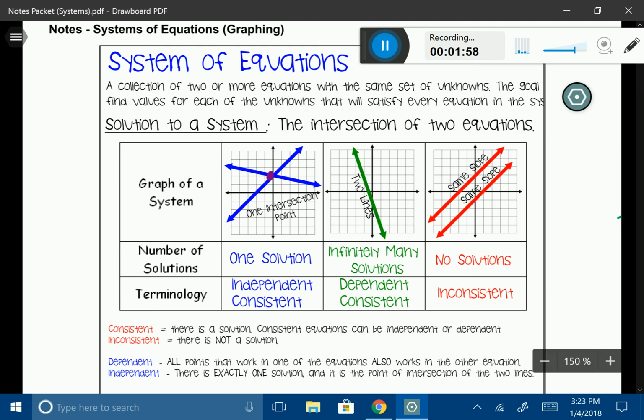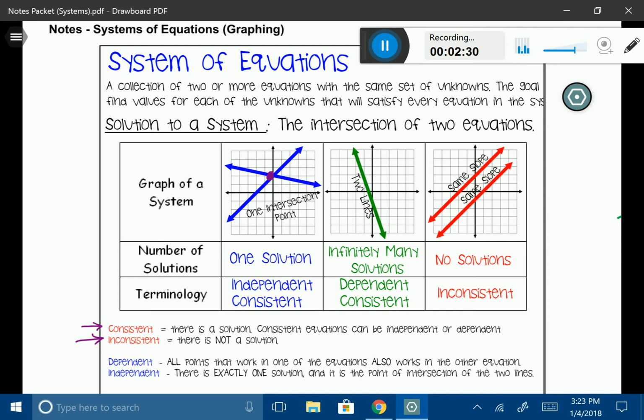So let's talk about that terminology, what that means. First, let's talk about consistent and inconsistent. The best way to look at it is this. If you have a consistent system, there is a solution. So anytime that you're solving and you end up with a solution, it's consistent. And likewise, if you don't have an intersection point, that means there is no solution at all, and that means that it is inconsistent.